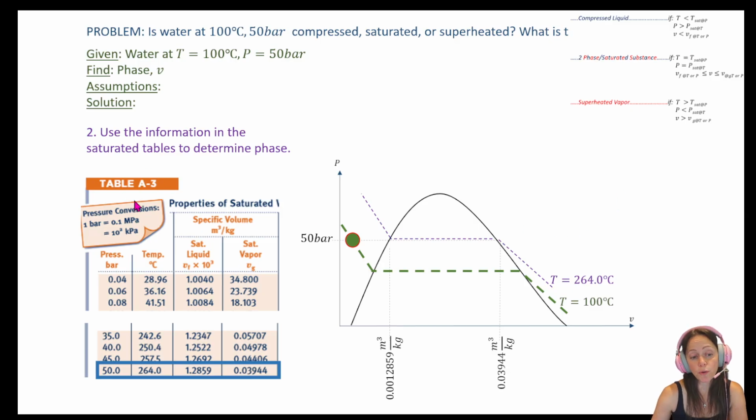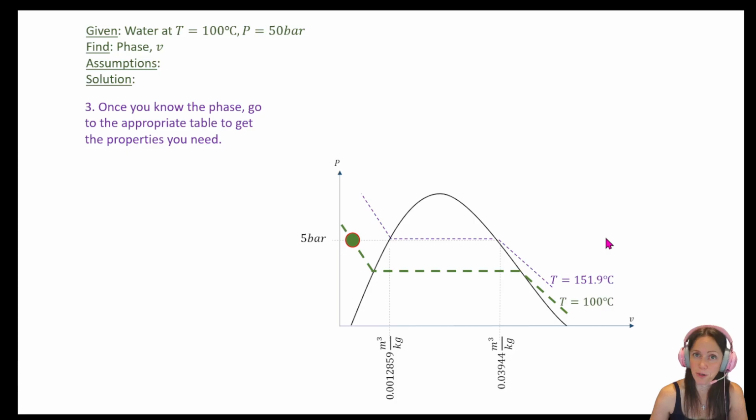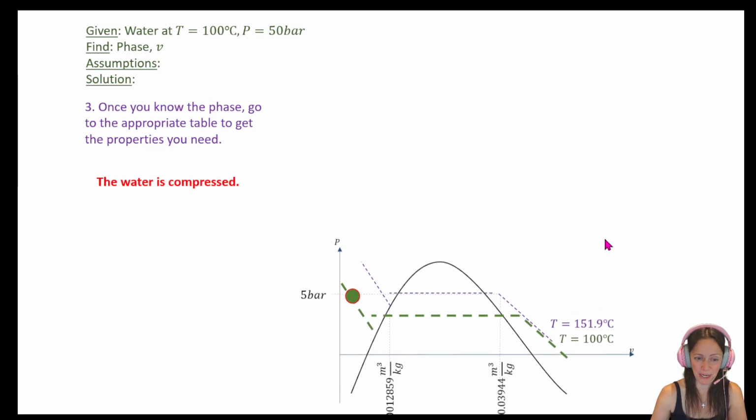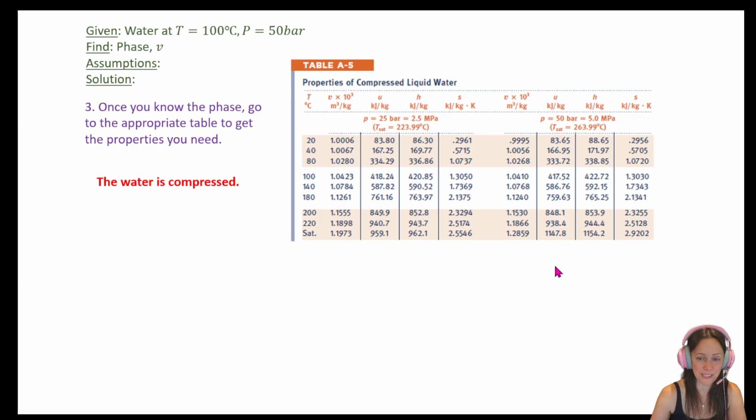I would encourage you to go look in table A2 and see if you can justify it as well. If you looked in table A2, you would get a saturation pressure at 100 degrees Celsius, and your pressure, 50 bar, should be bigger than that. Okay, all right. Well, let's go to those compressed tables. It's compressed, so let's go look for the compressed tables.